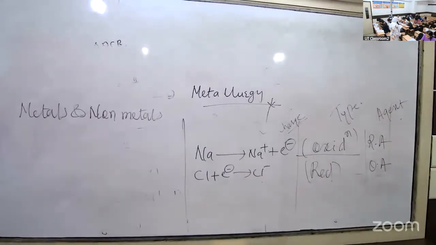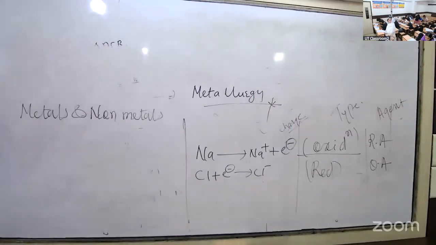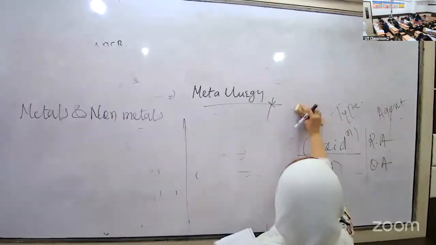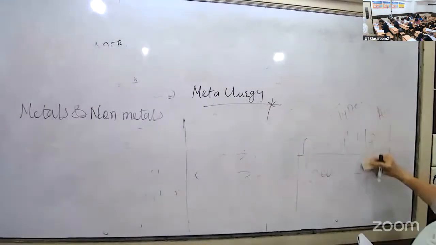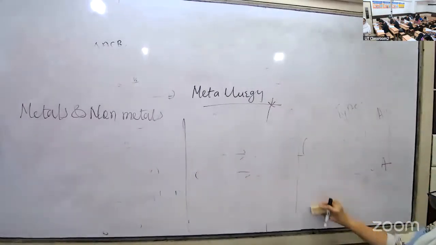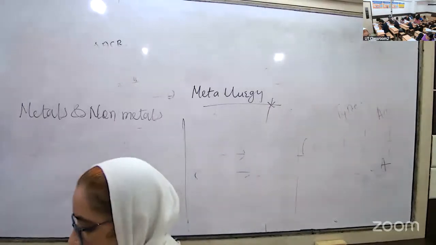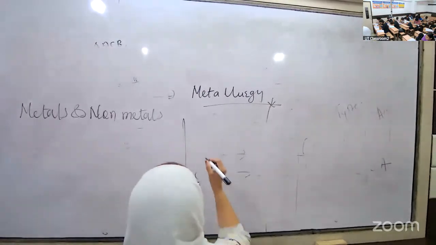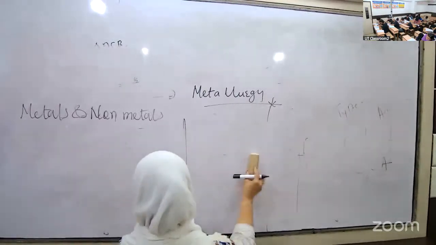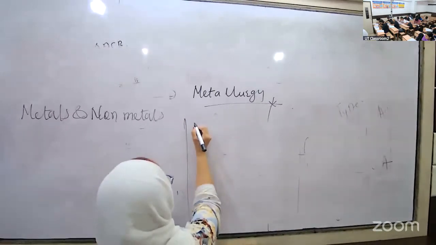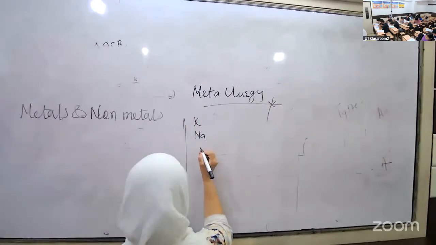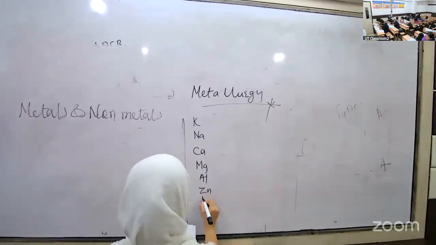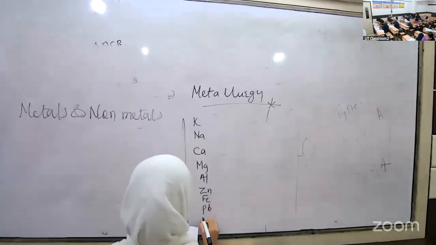Thus, the most reactive metal is potassium and placed at the top of the list, and the least active metal is gold, which is placed at the bottom of the series.